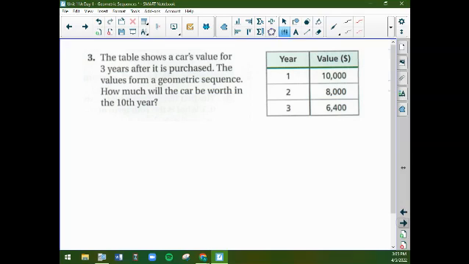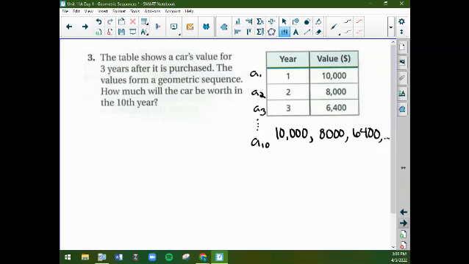Okay, lastly, I've got an example of a table. It says the table shows a car's value for 3 years after it's purchased. The values form a geometric sequence. So we could think of this as a sub 1, a sub 2, a sub 3, or we could think of it as 10,000, 8,000, and 6,400, and it would continue on. How much will the car be worth in the 10th year? Well, that would be like calculating a sub 10.